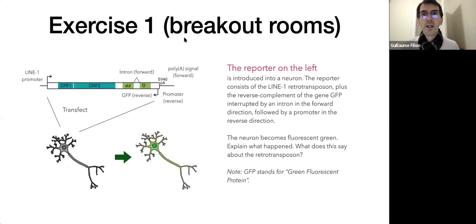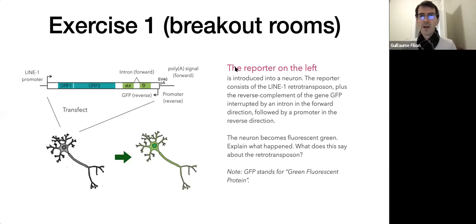So now it's time for breakout groups. We have 2 exercises for today, and as soon as I'm done guiding you through the exercises, I will dispatch you in the breakout groups. So exercise 1 is the following. You have a little sketch that's here.